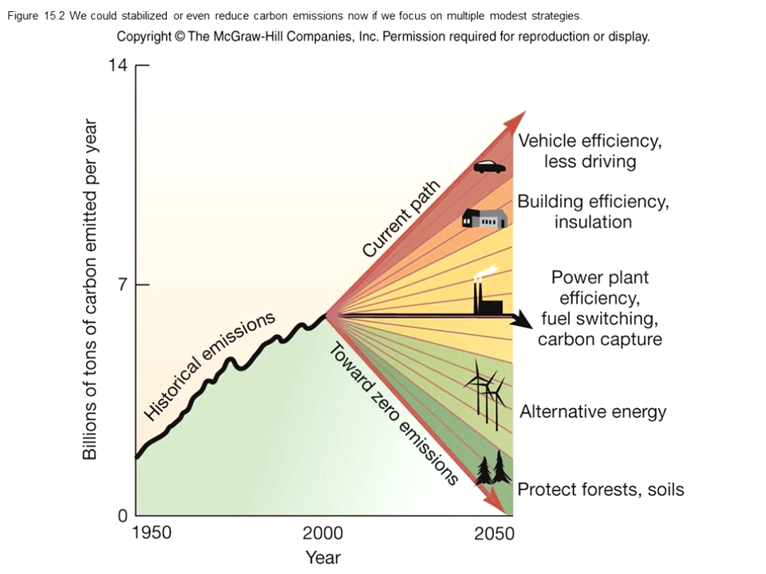As you can see from this graph, various solutions that are practical now basically provide a small slice. But if you add those slices together, you change the trajectory from the current path, which is to more increased emissions, to a path towards zero emissions. We could stabilize or even reduce carbon emissions now if we focus on multiple modest strategies. Doesn't this seem more doable to you?